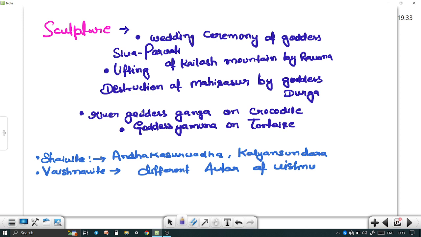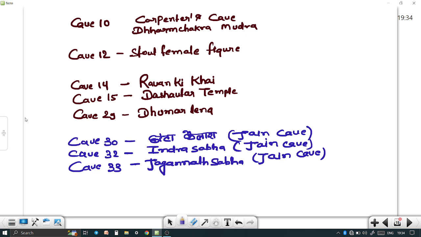Now we will discuss some more caves and their speciality. Cave number 10 is called Vishwakarma Cave, also called the Carpenter's Cave, and has the Buddha seated in Dharmachakra Mudra with a Bodhi tree carved at his back. Cave number 12 has a stout female figure depicted wearing a waistband and a headgear of a cobra, and Khadiravani Tara also holds a cobra in one of her hands in the same cave.